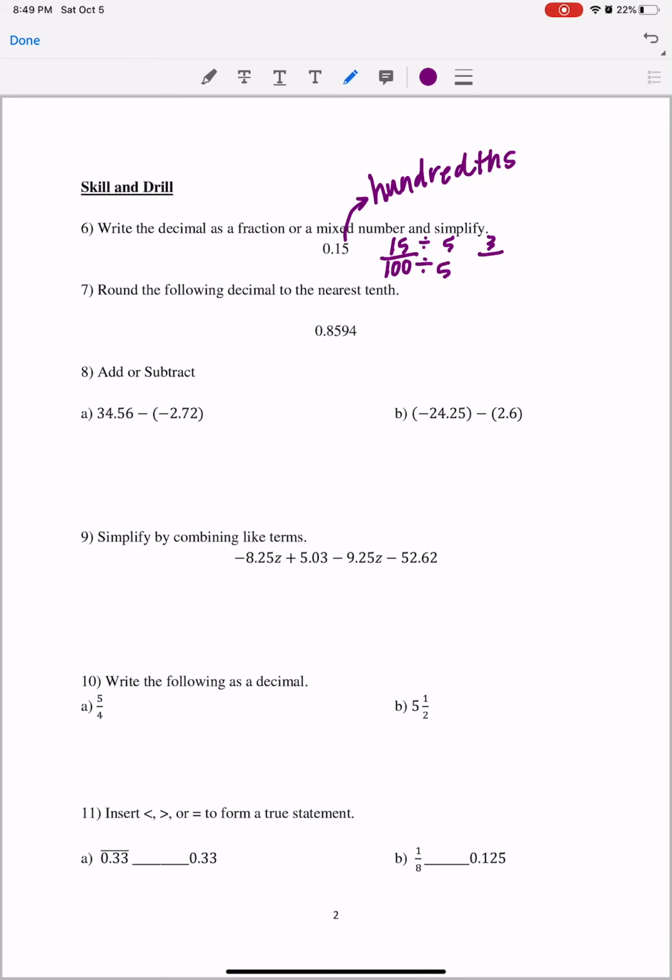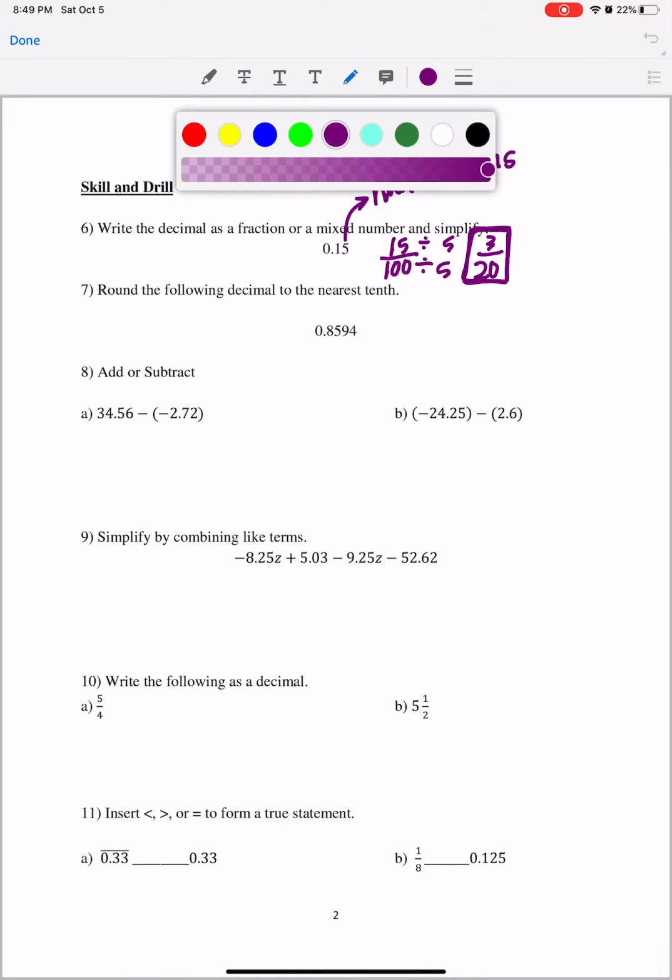15 divided by 5 is 3, and 100 divided by 5 is 20. So then look at those two numbers, 3 and 20. Well, 3 is a prime number, so you can't divide that anymore. Going straight from 15 over 100 to 3 over 25, that's calculator work. If you don't know how to put that in your calculator, let me know, and I can show you how to do that.